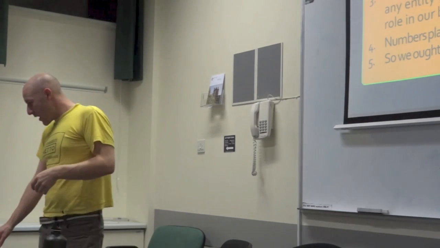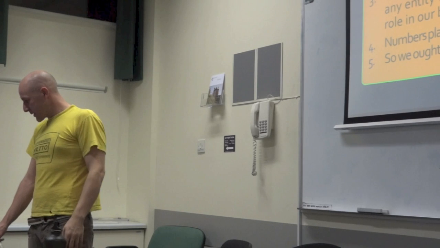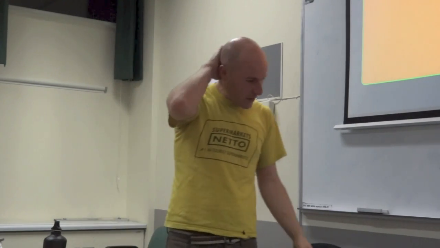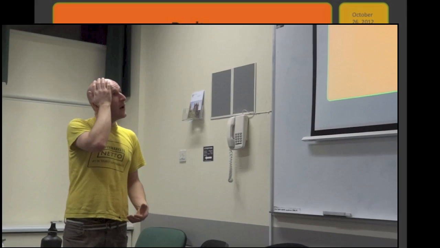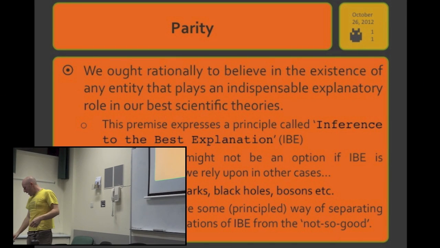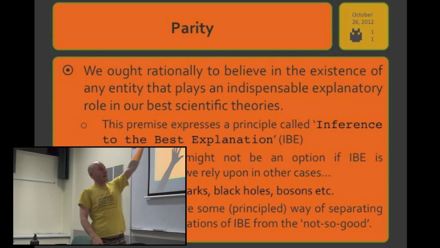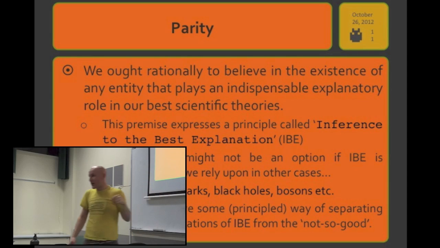Okay, so there's the argument, given twice, using the two examples. The way the argument works, and this is brought out nicely by the question we just used to clarify it, is that the claim is expressing a principle that people call inference to the best explanation. That claim is that we ought rationally to believe in the existence of whichever entities play an explanatory role in our best scientific theories.